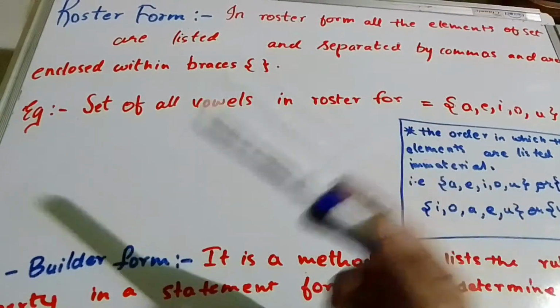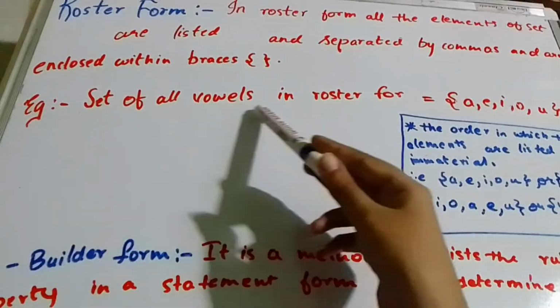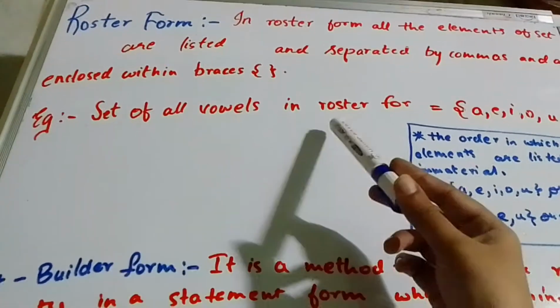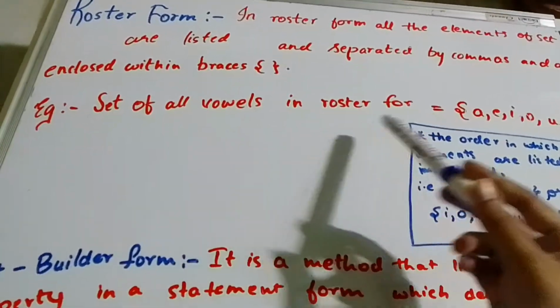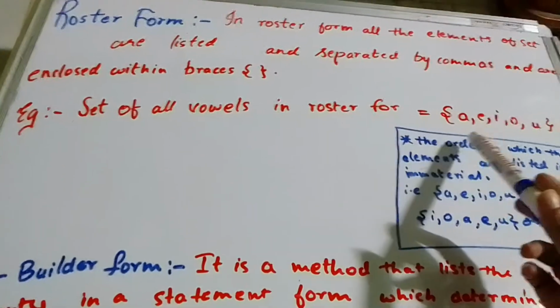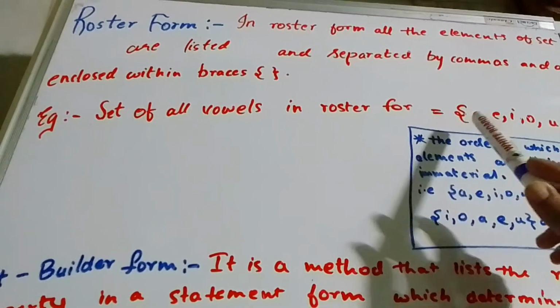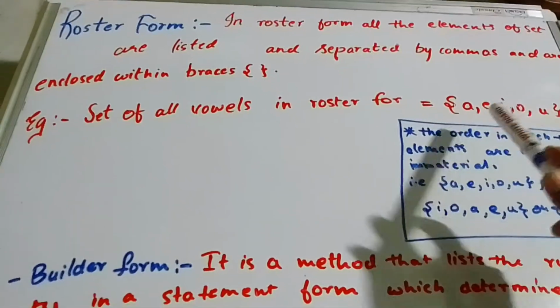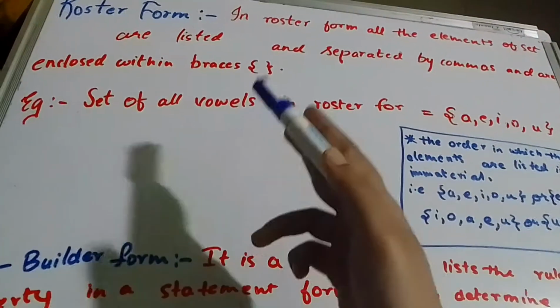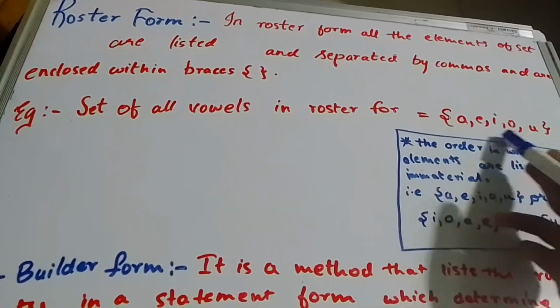Here we will see an example of the set of all vowels in roster form. How do we write the set of all vowels in roster form? That is {A, E, I, O, U}: brackets, elements, commas. In roster form, we are listing all the elements.